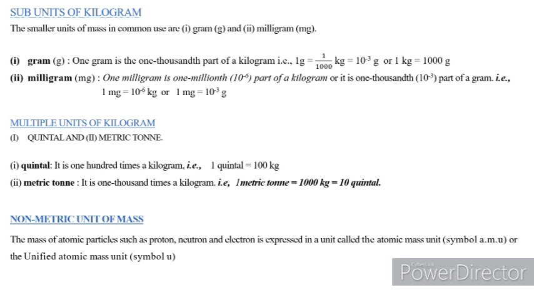Now some non-metric units of mass. They are the atomic mass particles and electrons, and they are expressed as atomic mass unit or AMU, or you can say unified mass unit. And now we are going to find out the value of AMU. AMU is the 1/12th mass of one carbon 12 atom.